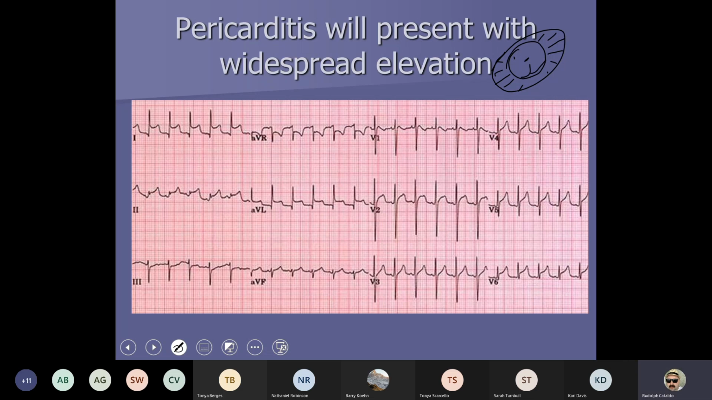If you see widespread elevation like that, that doesn't really make sense and it involves all leads, consider pericarditis. And now, am I saying do not call a STEMI on it? When in doubt, call it out. But remember to be cautious of what it is. And remember that it could be pericarditis. And if the doctor tells you, hey, that's not a STEMI, it's pericarditis, just realize that it's because you have widespread ST elevation.